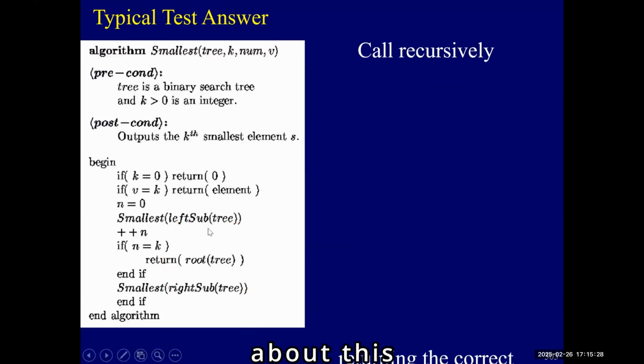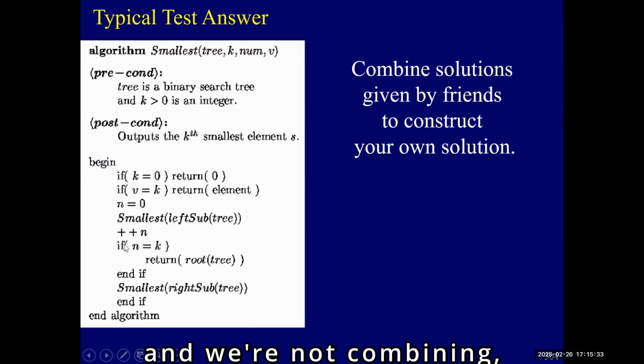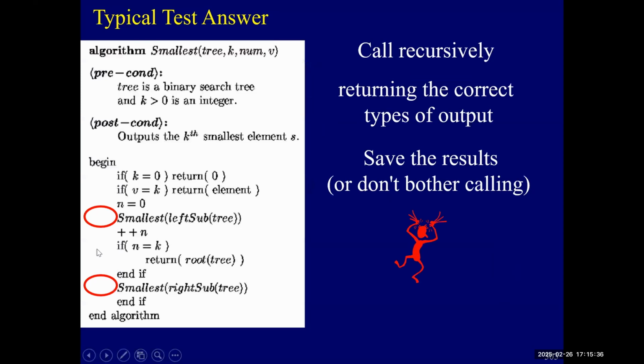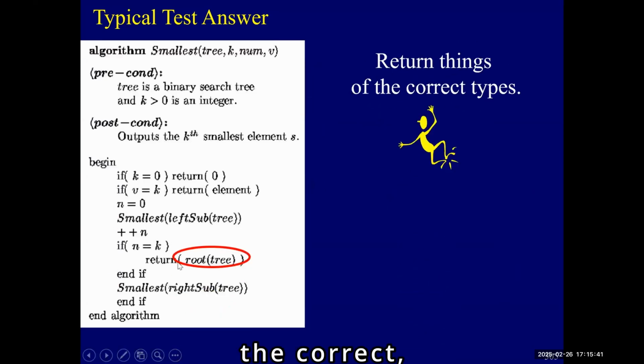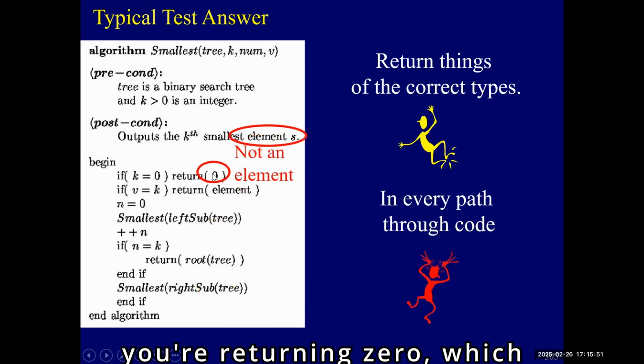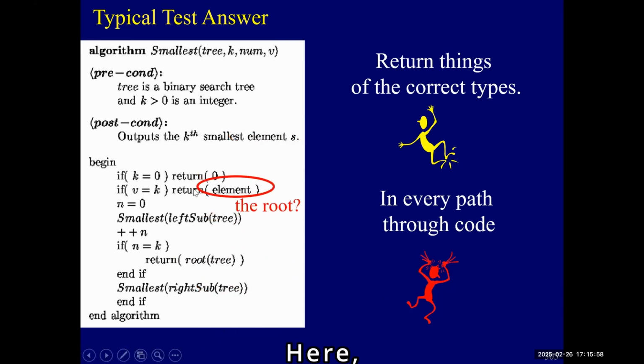So we complain about this, and we complain about things being returned, and we're not combining. We're not taking their answers and combining them. Are we returning the correct things of the correct type? Well, we're supposed to return a node, so here's a node, but why are you returning the root? But here you're returning 0, which might not be a node. It's a node of the tree. Here, which elements am I returning? Is it the root?